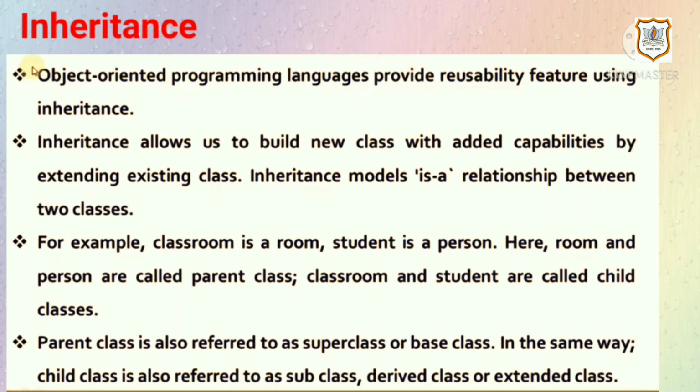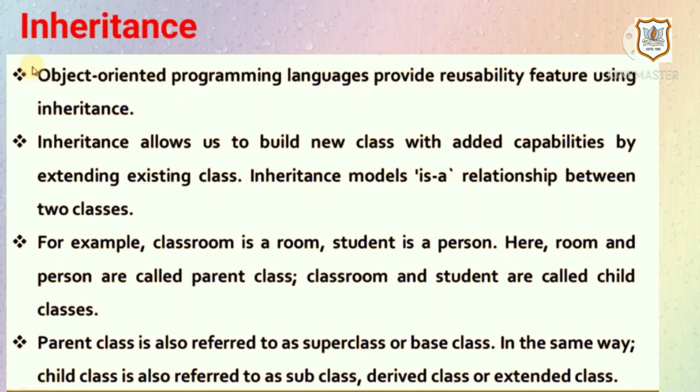Next topic is inheritance. Object-oriented programming language provides reusability feature using inheritance. Inheritance allows us to build new class with added capabilities by extending existing class. Inheritance model is a relationship between two classes. For example, classroom is a room, student is a person.